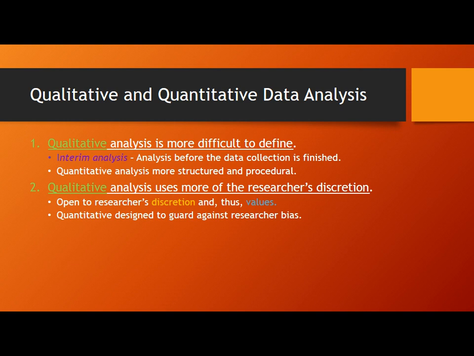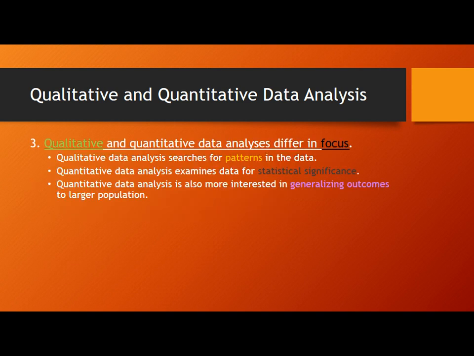The second one on the slide here: qualitative analysis uses more of the researcher's direction and discretion. It's really something that needs to be considered throughout this entire chapter, because if something is less structured, as I've explained in class numerous times, it's more open to the researcher's discretion and thus values. Thus, while quantitative analysis is designed to guard against researchers' bias, it really is kind of a self-policing action for the researcher in a qualitative context. So something that really needs to come through, I'm hoping. Okay, let's take a look at the next one.